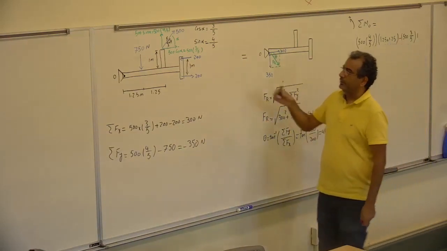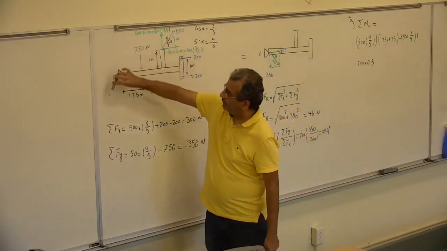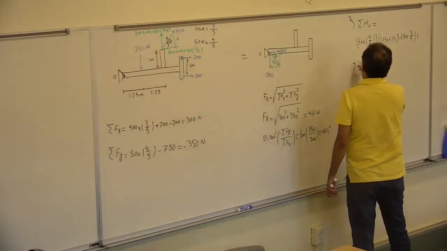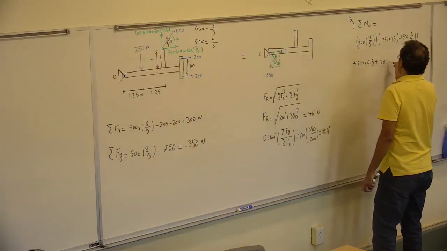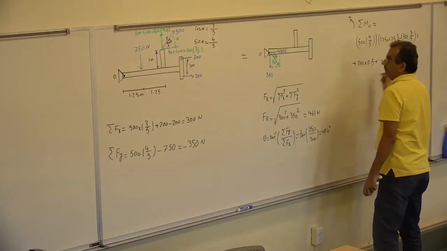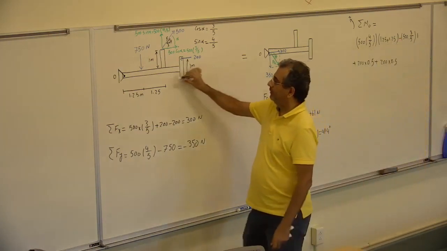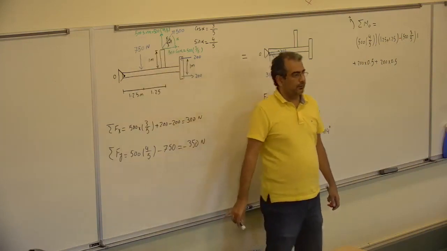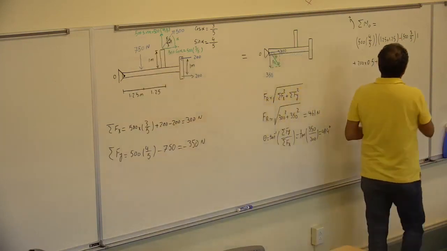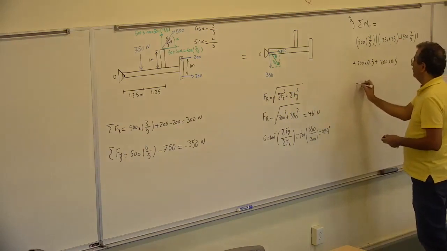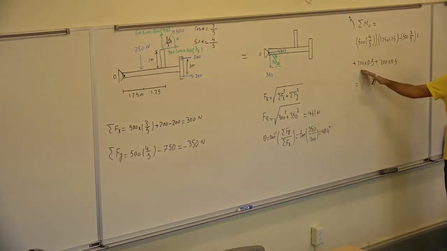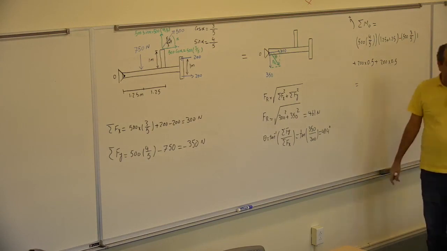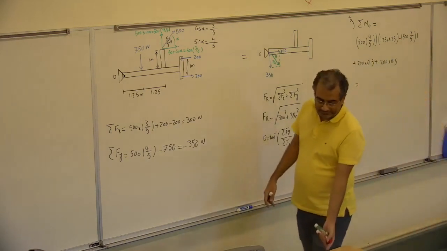And if I bring it here, it rotates counterclockwise, so it's positive. Plus 200, the same thing for the bottom one. So it's 200. The distance half and again counterclockwise. So it's positive. Or as I said, I could have considered it as a couple, so it's about 200 times one. So add them all together.